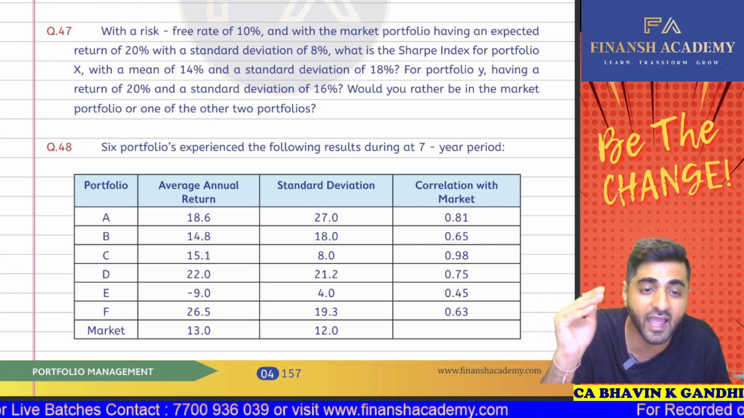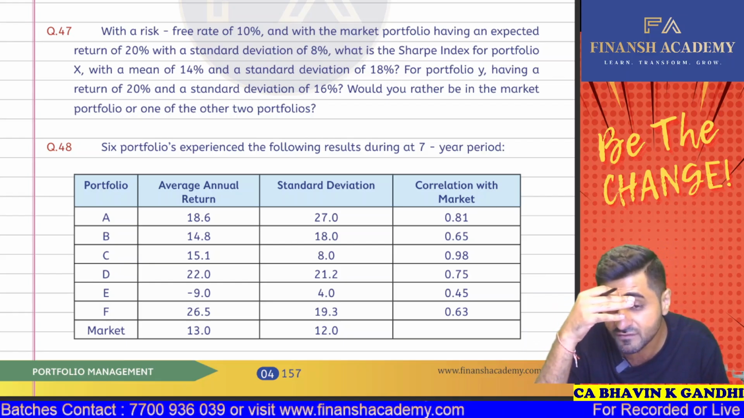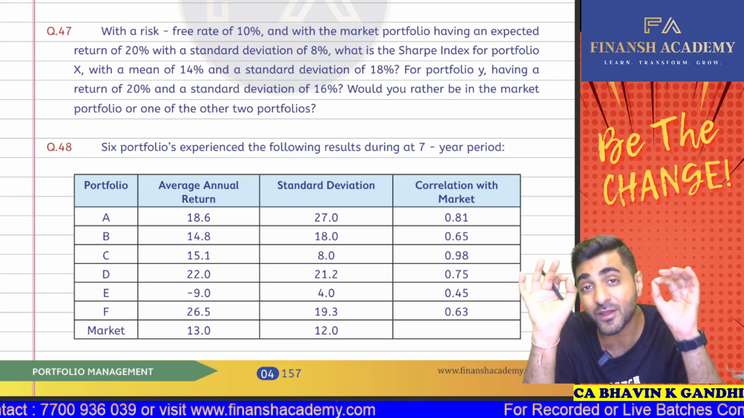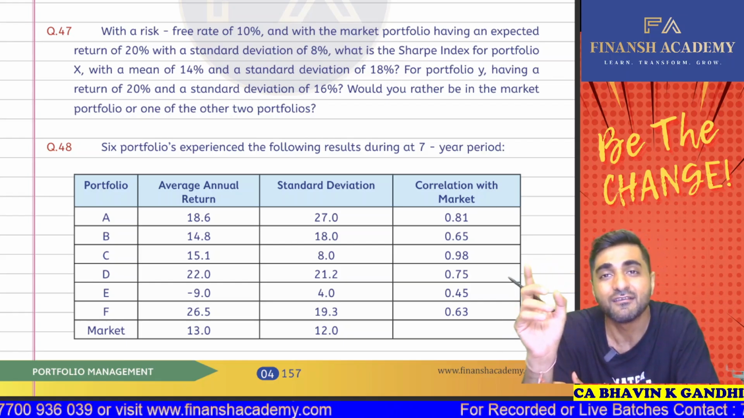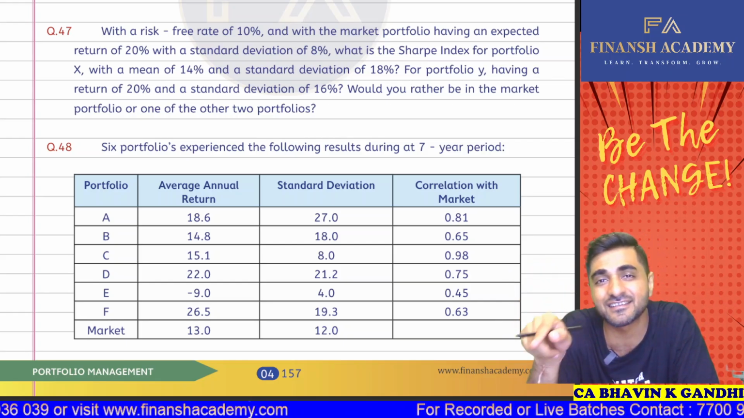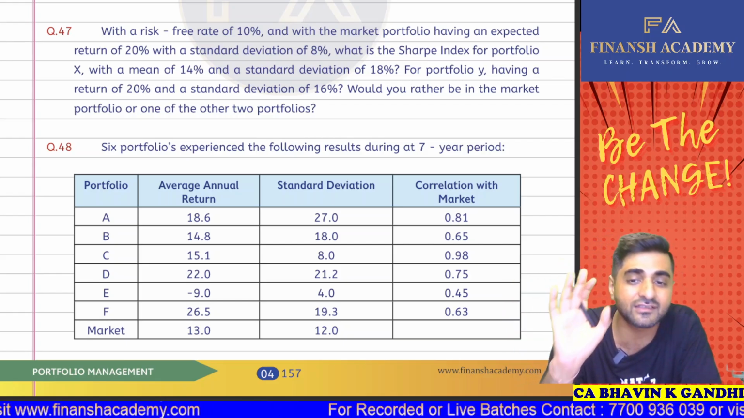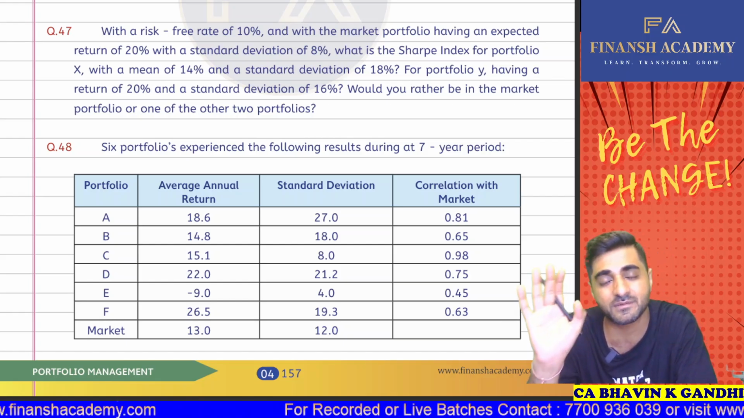For portfolio Y, having a return of 20% and standard deviation of 16%. So currently we are required to calculate the Sharpe's index. Whenever we are talking about Sharpe's index, what's the formula? We have to consider actual return minus the risk-free rate, and we are going to divide that by the standard deviation, right? So that is nothing but your very simple Sharpe's index.